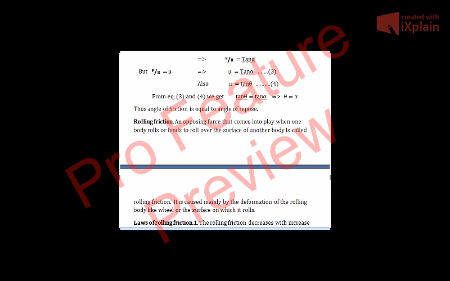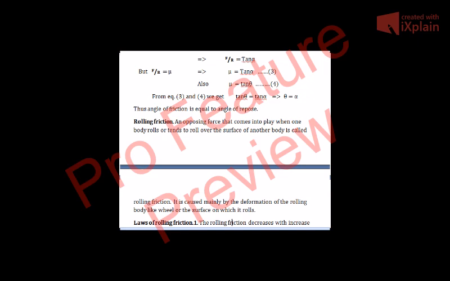Thus, angle of friction is equal to angle of repose. Now, there is another type of friction which we are going to discuss now, that is rolling friction. We have just two types of friction: sliding friction, where one body may slide over the surface of another body, or rolling friction, where one body may roll over the other surface. So, what is rolling friction?